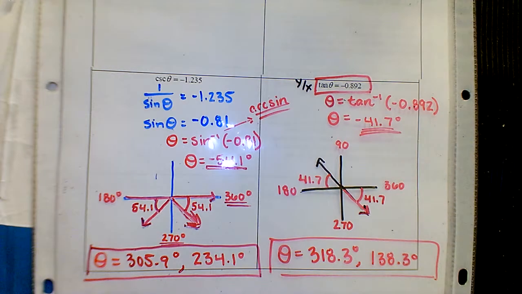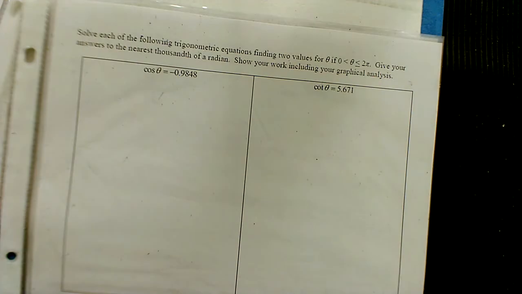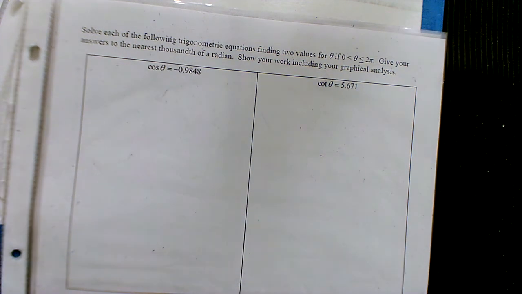Good job, guys. All right, we're going to try some more. Let's go ahead and check out the two that are left on the next page. So these are going to be very similar. Notice how they're the same setup. Okay, cosine of theta equals something, cotangent of theta equals something.